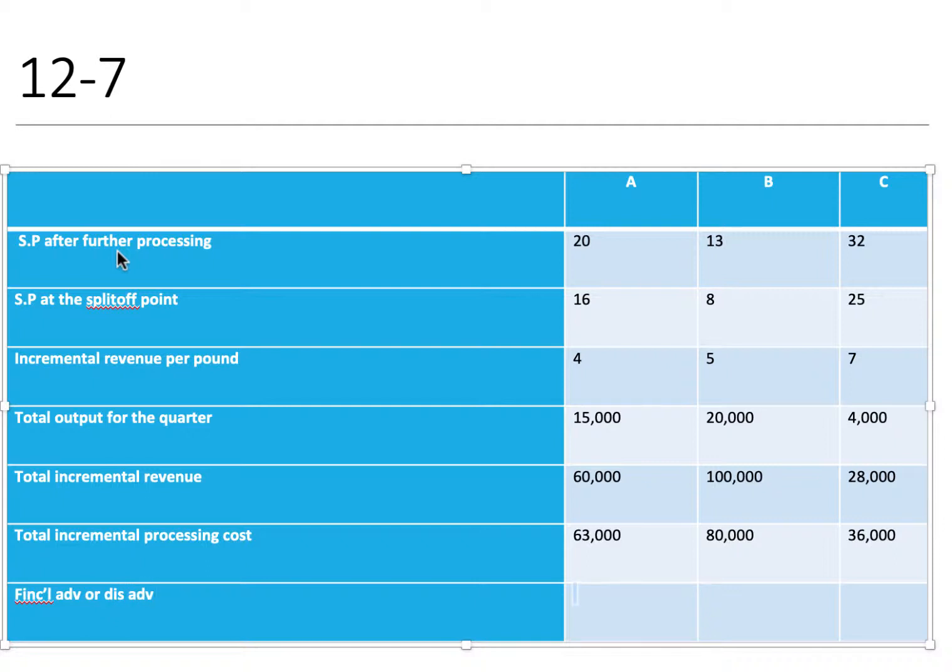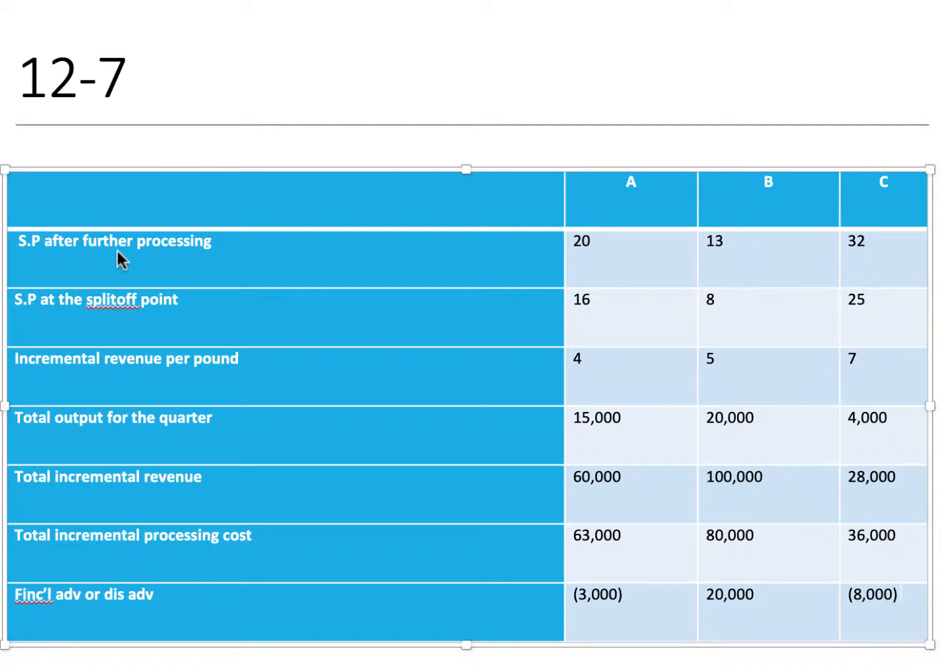So we see that the incremental processing costs for product A are actually higher than the incremental revenue. So we have a $3,000 loss here. If we look at product B, the incremental revenue is $100,000 and incremental processing costs are $80,000. So we actually have a financial advantage of $20,000 if we process product B further. If we look at C, comparing the incremental revenue with the incremental processing cost, we see that the incremental processing costs are $8,000 higher than the incremental revenue. So we have a loss of $8,000.